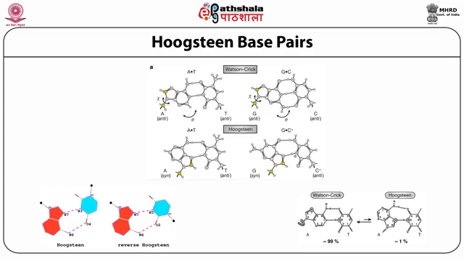Another thing we need to remember is that this Watson-Crick base pairing and Hoogsteen base pairing, the hydrogen bonded structures which come out of it, they are in equilibrium to each other. Normally Watson-Crick hydrogen bonding is more favorable and more stable, but under certain conditions Hoogsteen base pairing gives more stable structures.